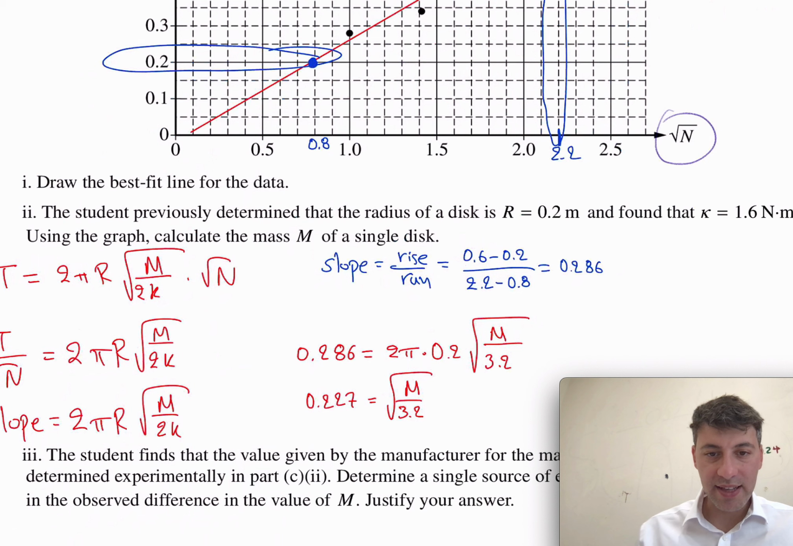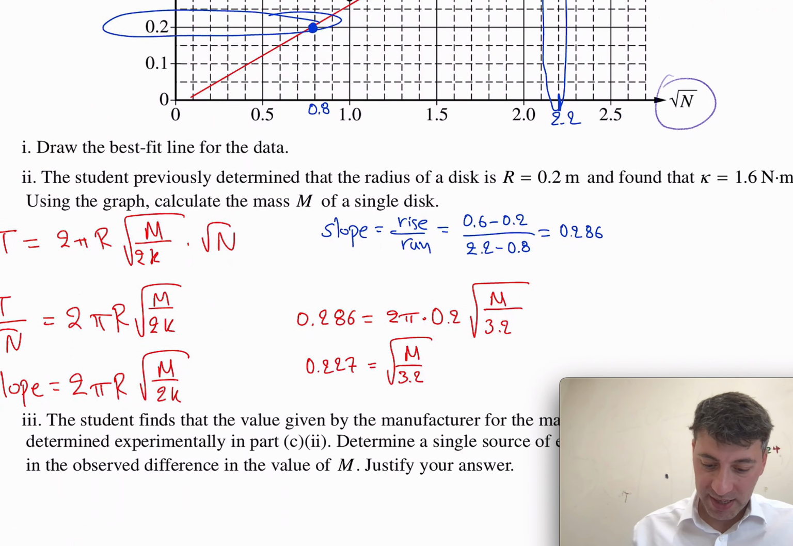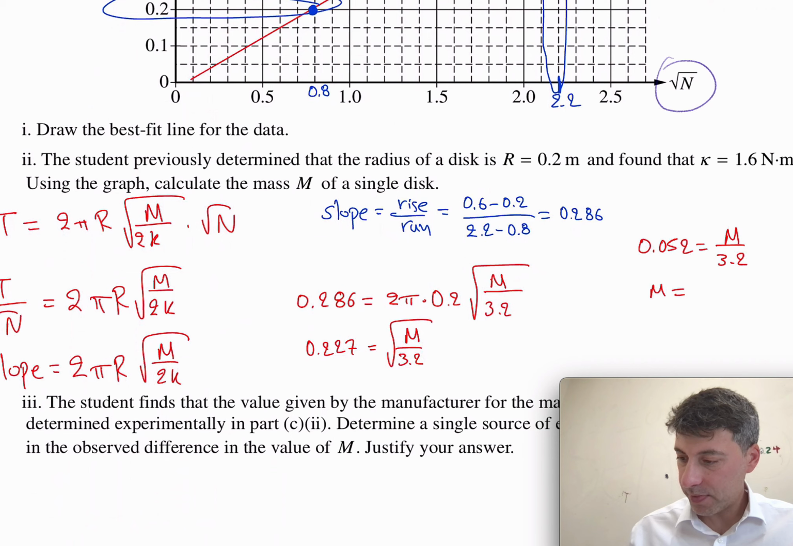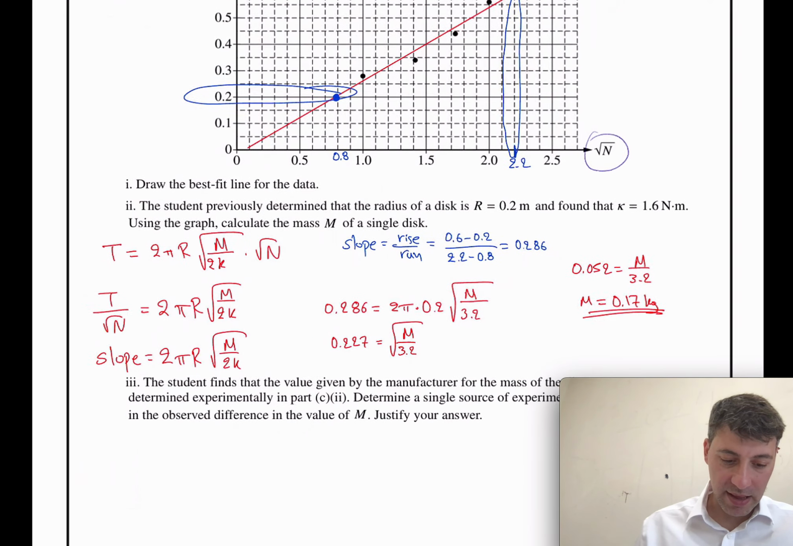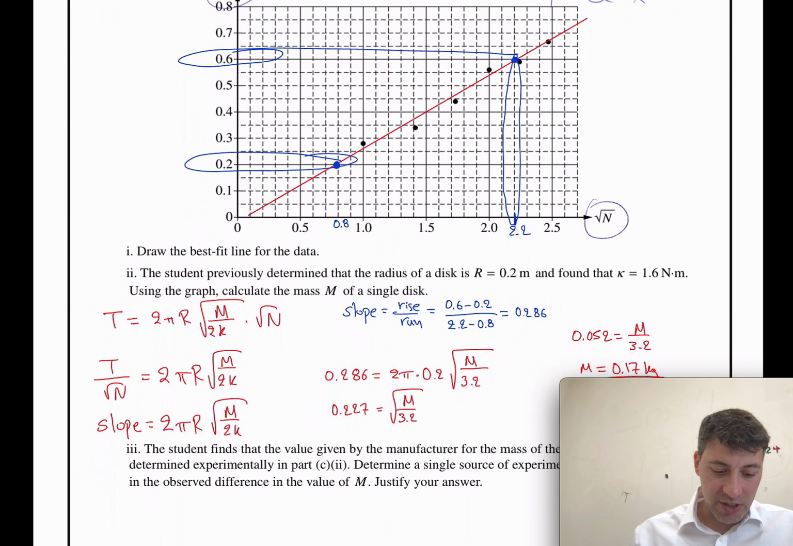Then we need to square this. So to the power of 2, this brings 0.052 is equal mass over 3.2. And if we multiply by 3.2, we bring that the mass is approximately 0.165, so 0.17 kilograms. And this is the answer for part C2.